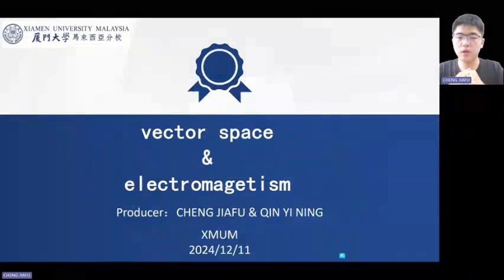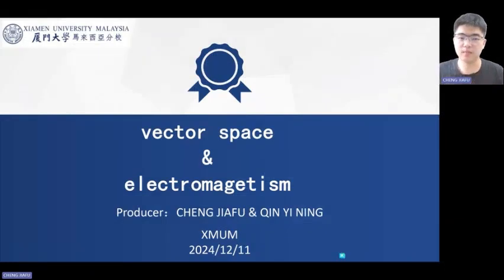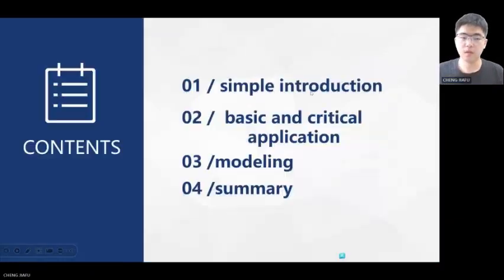Here I'm honored to introduce our topic, vector space and electromagnetism. Our content consists of 4 parts. The first part is simple introduction, and the second part is basic and critical application. The third part is modeling, and the fourth part is summary. Next, we will start our first part, the simple introduction.